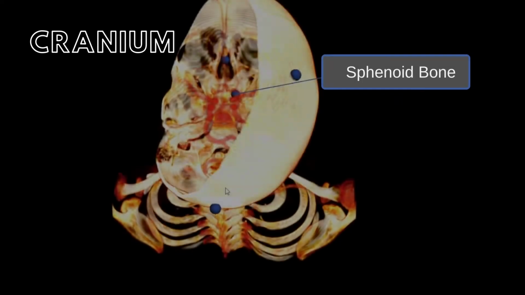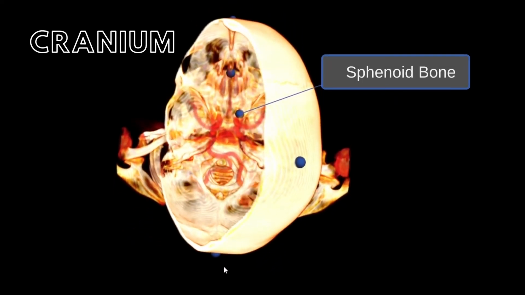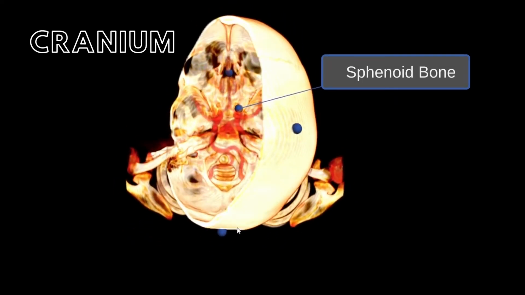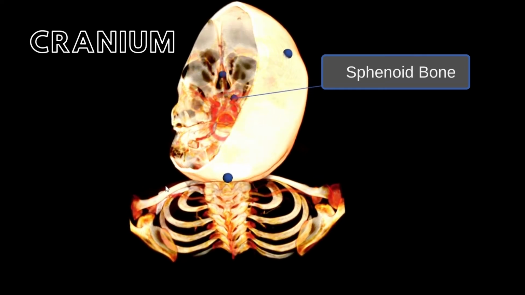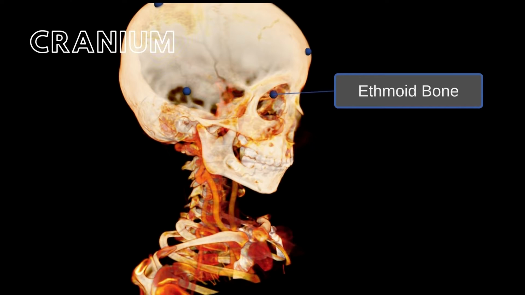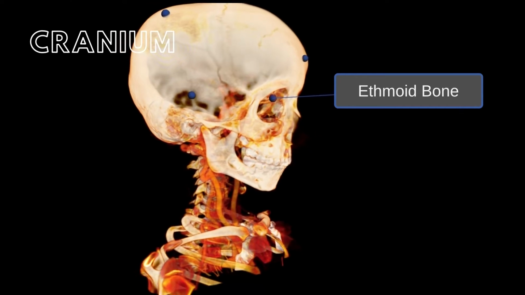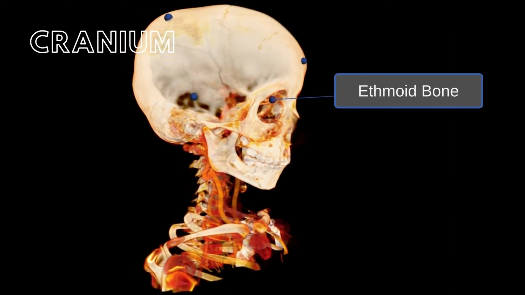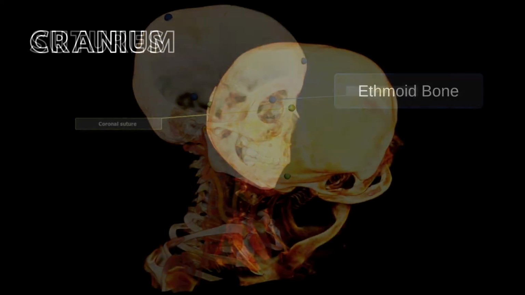The sphenoid bone sits behind the eye and below the front of the brain, forming part of the cranial floor and sitting in the center of the skull. The ethmoid bone sits at the root of the nose between the eyes, is square in shape, and has many perforations through which nerves pass to the nose.